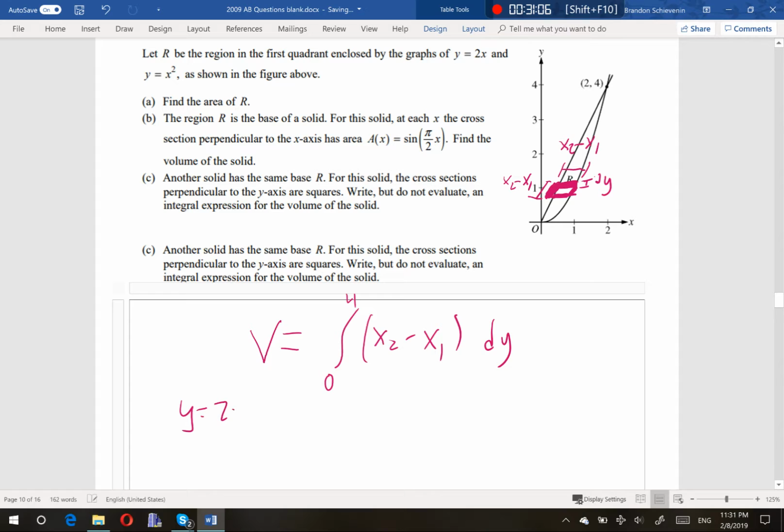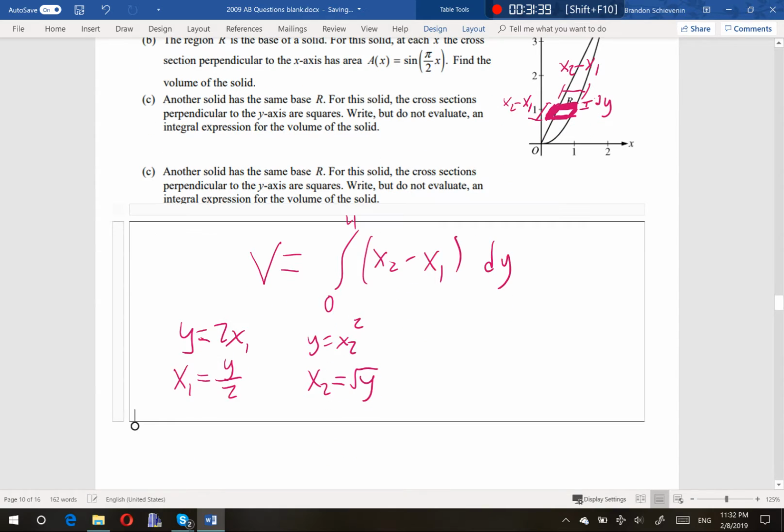If y is equal to 2x, so that's my innermost function. This is x1. What is x1? 1 over 2 y. And then y is also equal to x squared. That's x2 because that's the one that's furthest out. If I wanted to solve for x sub 2, what would x sub 2 be equal to? Root y. Okay, so then I'm just going to resub in here.